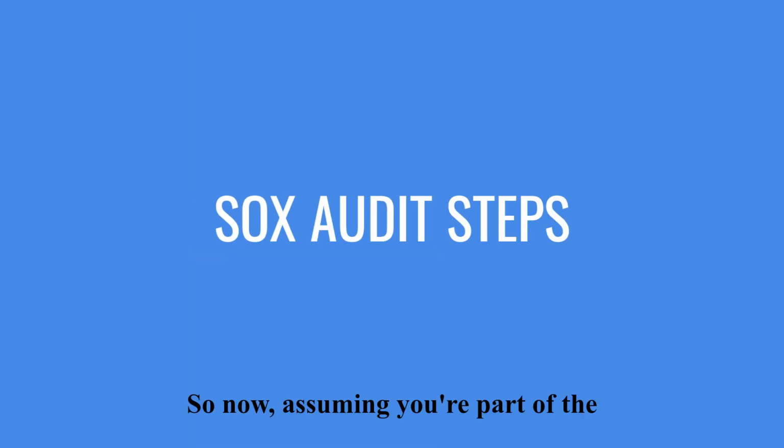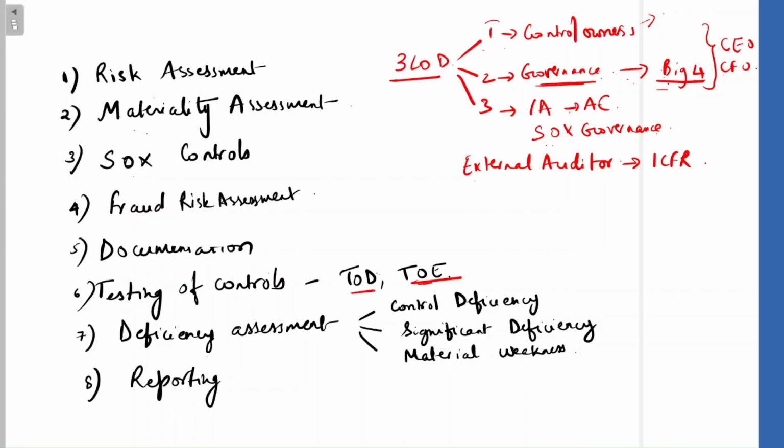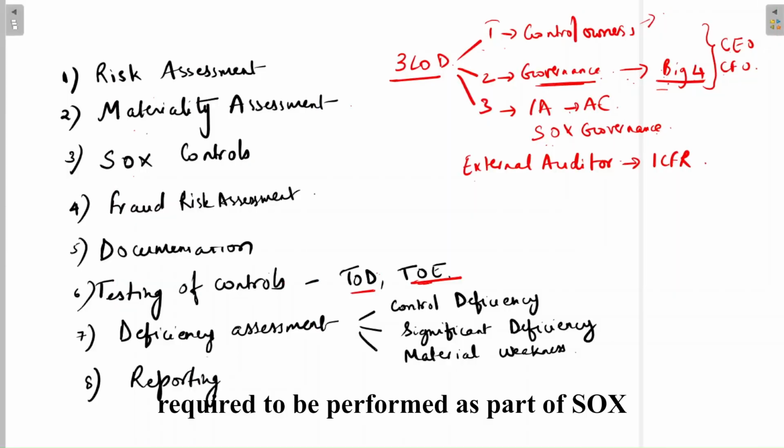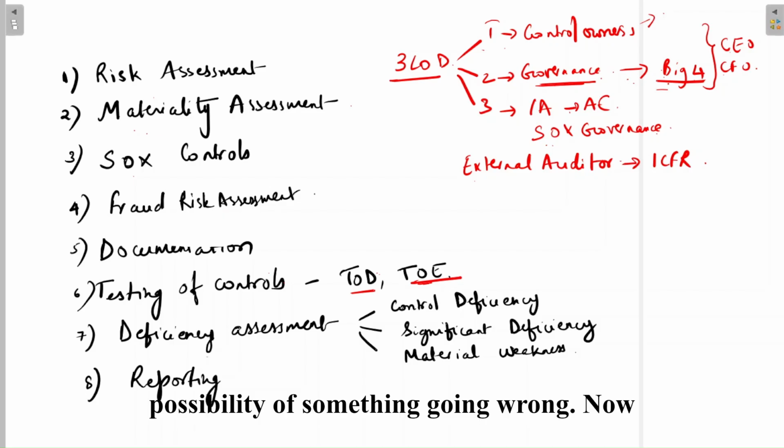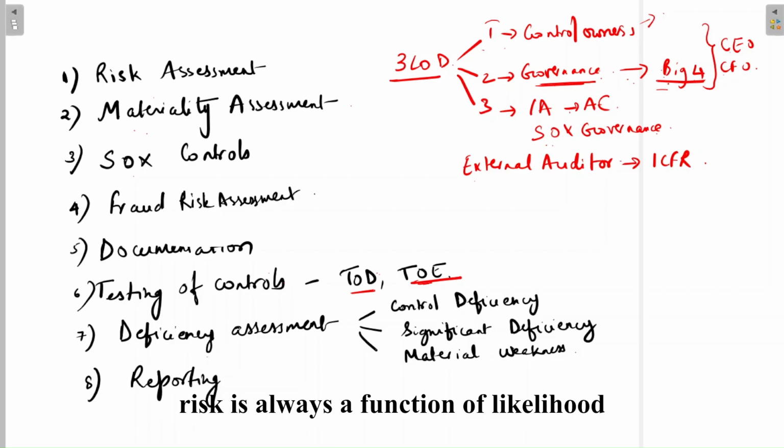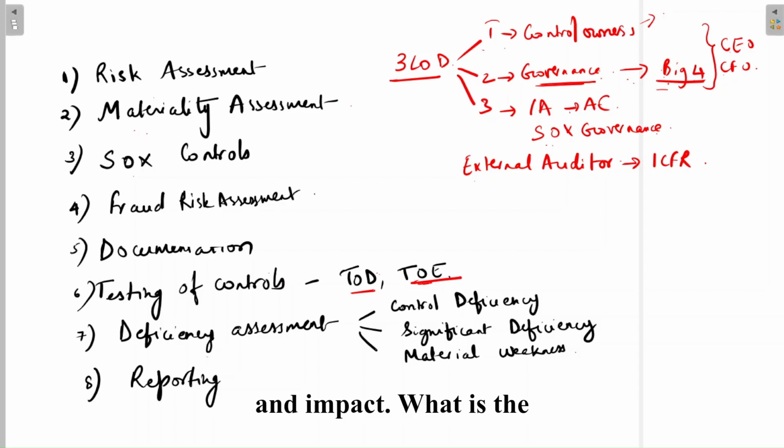So now, assuming you're part of the second line of defense or an outsourced service provider hired to do the SOX testing, then these are the steps that are required to be performed as part of SOX audit. The first step is risk assessment. Now, what is risk assessment? What is risk? It is the possibility of something going wrong. Now, risk is always a function of likelihood and impact.